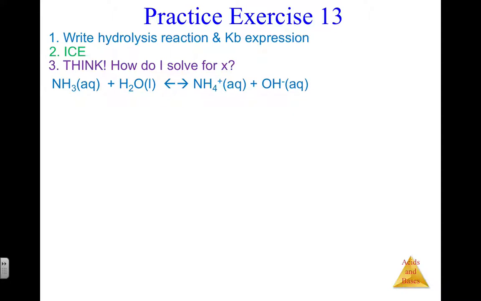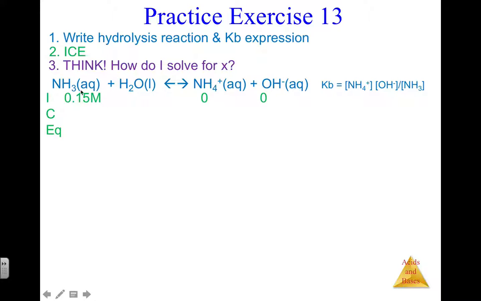Okay, so with our ammonia, NH3, I chose to use the chemical formula NH3. You could just have correctly used the generic weak base B. So NH3 plus water to make ammonium and hydroxide. Our Kb expression, again, products over reactants, leaving out water because it's liquid.